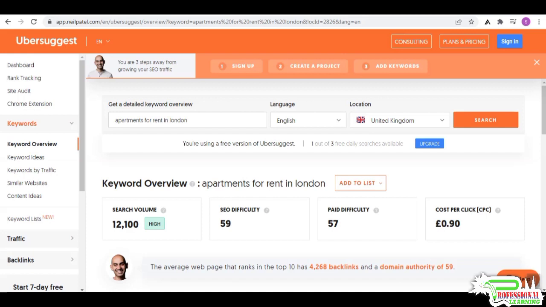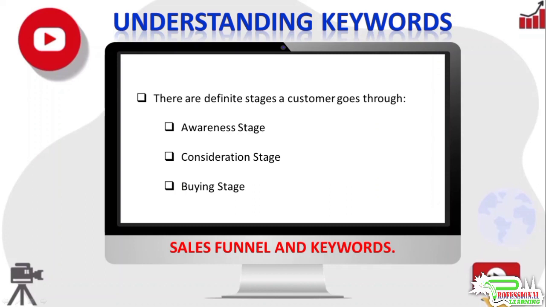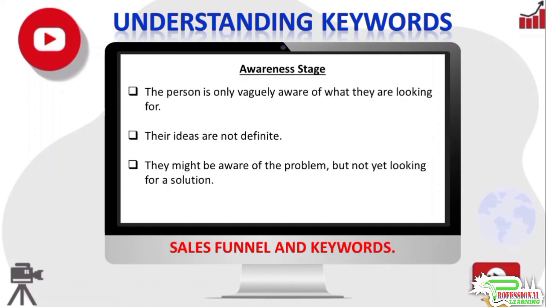So there are definite stages through which a potential customer goes through before they will buy your product or service. The stage can be broadly divided into three stages: awareness stage, consideration stage, and buying stage. At this stage, they may only be vaguely aware of what they are looking for. Their ideas are not definite. They are most likely very hazy. They might have become aware of a problem but are not yet actively seeking a solution.